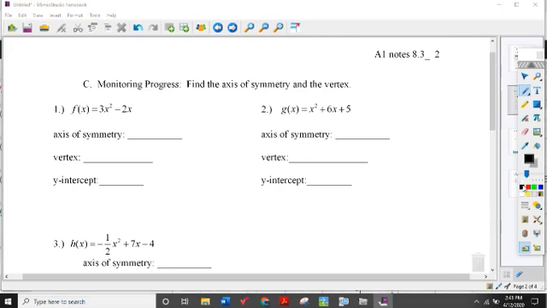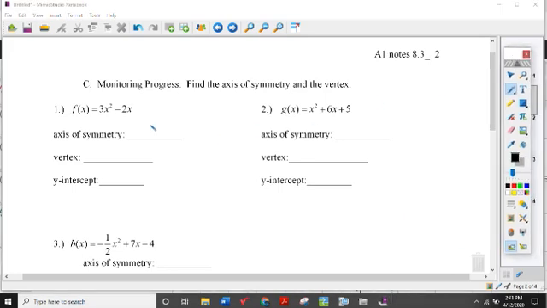Moving on to more examples. Now, eventually you're going to be able to figure a part of this out in your head, but I want you to identify a, b, and c every time. So a is the coefficient in front of x squared, b is the coefficient in front of x, and in this case there's no c, so that's an understood 0. Okay?